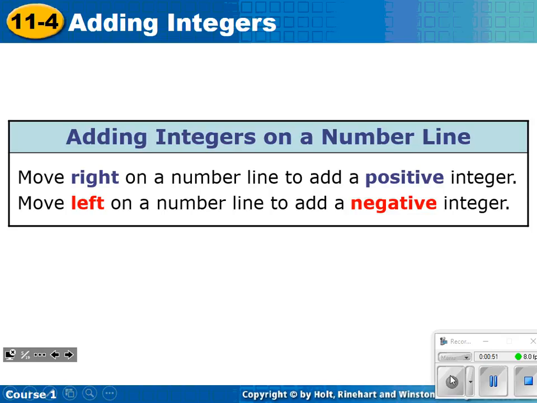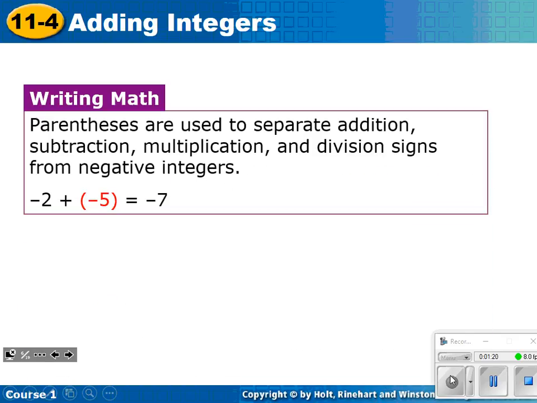You want to move right on a number line when you're adding something positive. That one you know. You want to move left on a number line when you're adding a negative. So right if you're adding something positive. You move left if you're adding a negative. Okay? Let's keep that in mind.